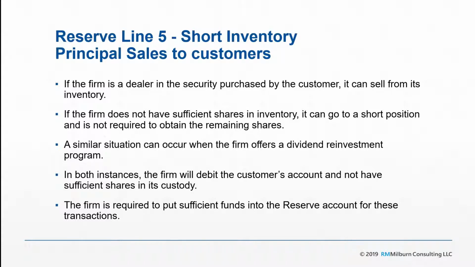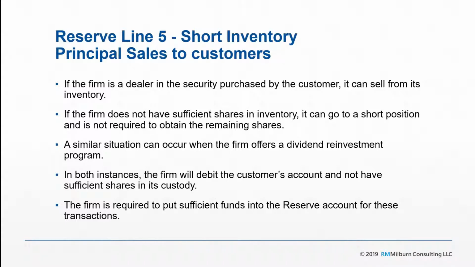Now, a similar situation can occur when the firm offers a dividend reinvestment program. In that instance, whenever a customer receives dividends from a security, the firm will then go out and purchase additional shares of that security. If there are insufficient amounts to purchase a whole security or even a round lot of securities, then the firm is allowed to keep fractional shares on its books, or less than a round lot of securities, round lot being 100 shares.